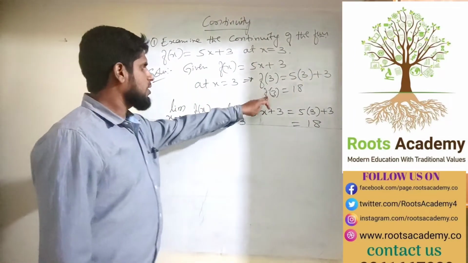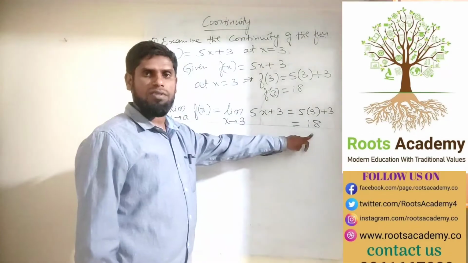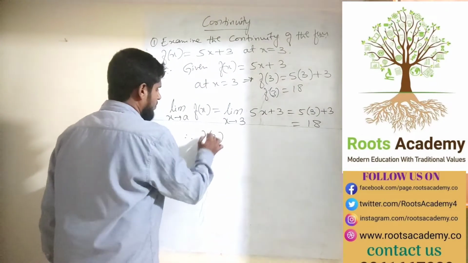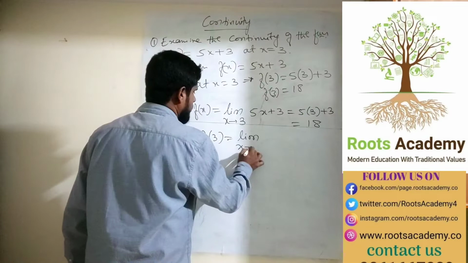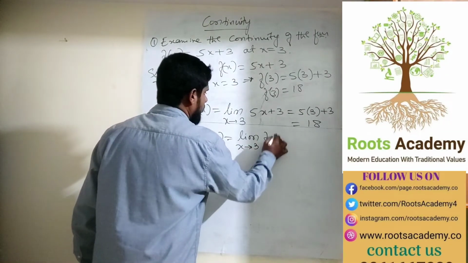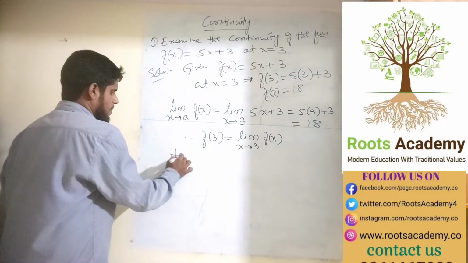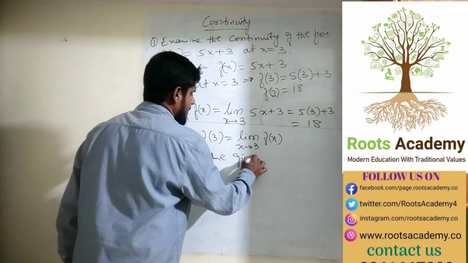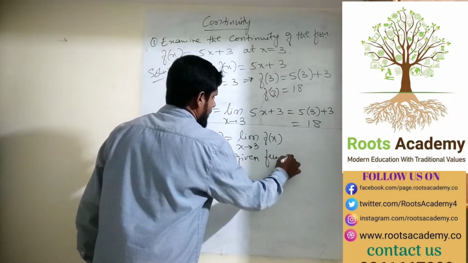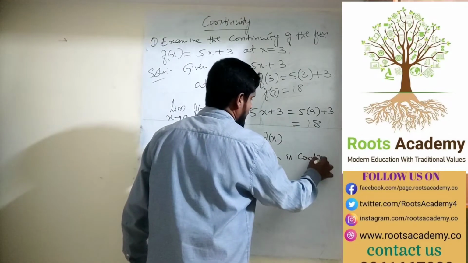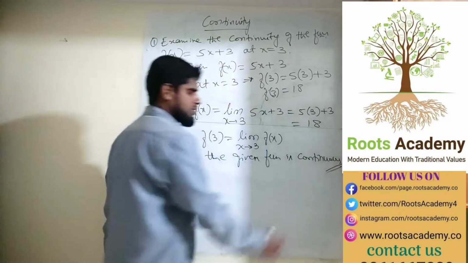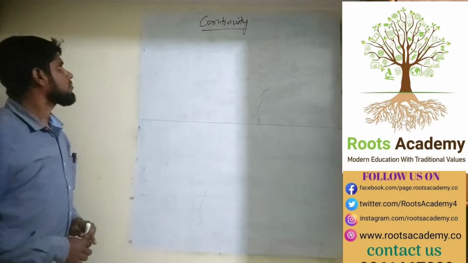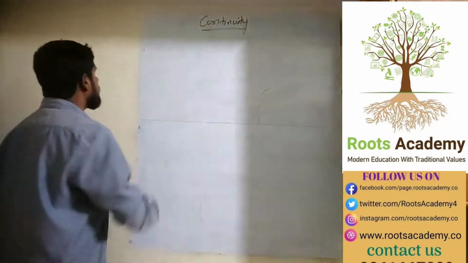Now students, here we can easily see that f of 3 is the same as the limit of the function at x is equal to 3. Therefore, f of 3 is equals to limit x tends to 3 of f of x. Hence, the given function is continuous. And the given function is continuous because these two values are equal. Okay students, now let us go to the next problem.